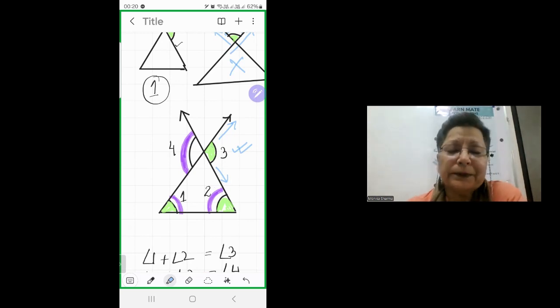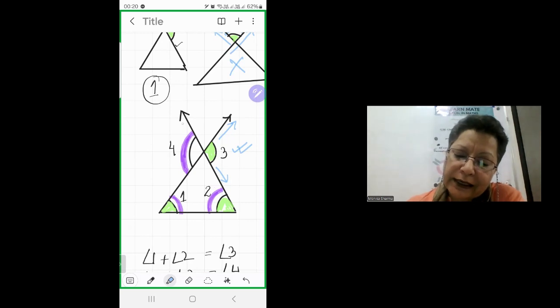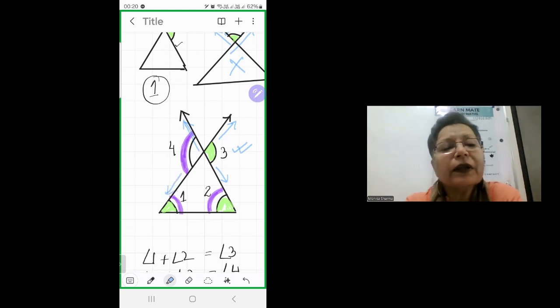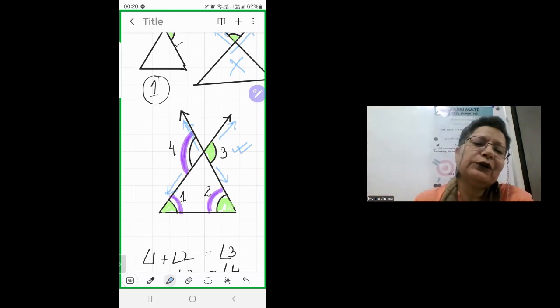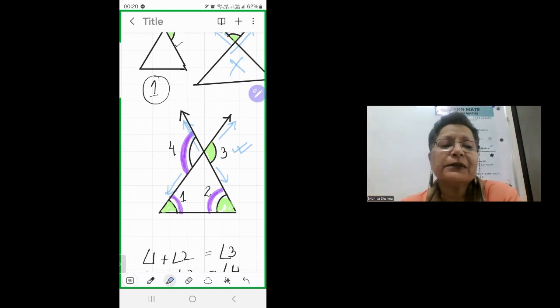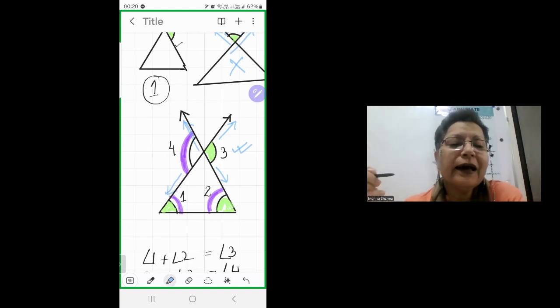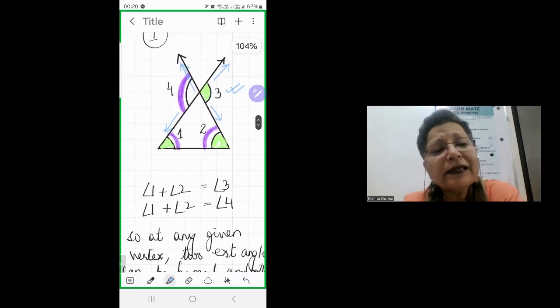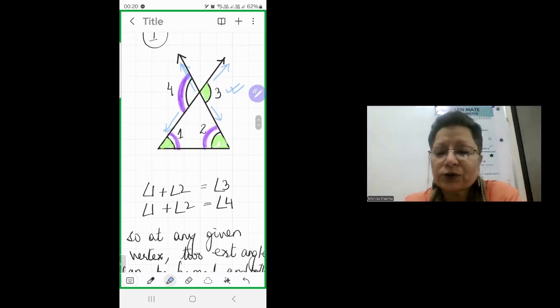Let's have a look at angle 4 then. Angle 4 again is made by this extended side and this already existing side. So again, it is an exterior angle. Also, angle 4 is going to be again equal to the opposite interior angles. What are the opposite interior angles in this case? The opposite interior angles are nothing but 1 and 2. So I have angle 4 also equal to 1 plus 2. Angle 3 also equal to 1 plus 2.